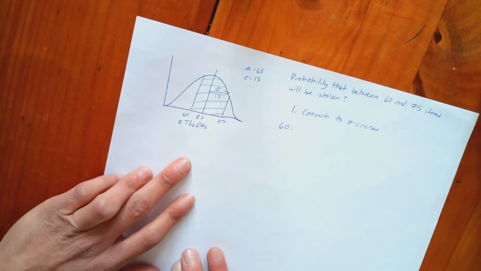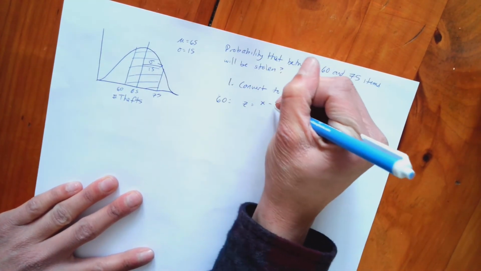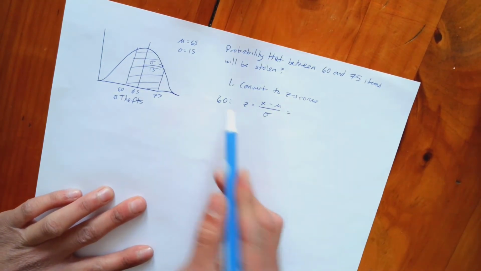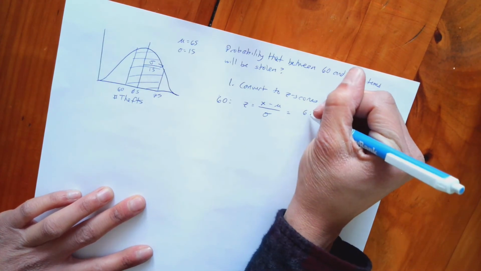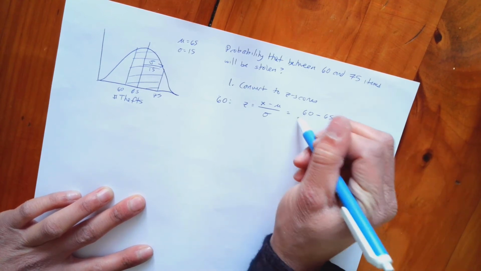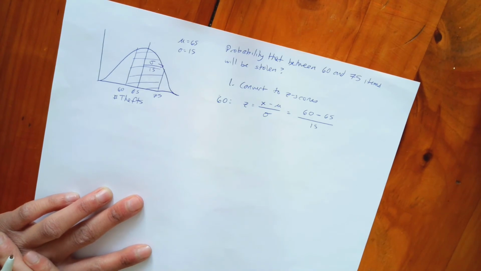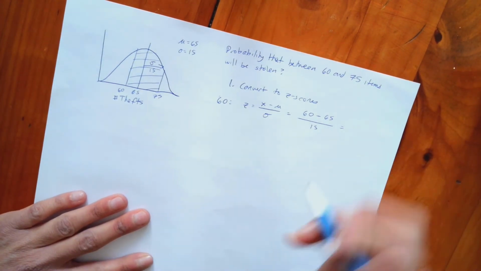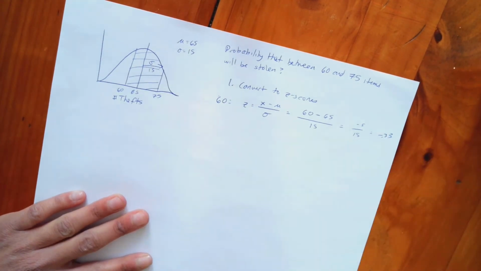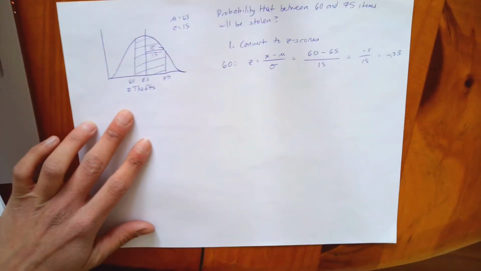To find our z-score for 60 thefts, we're going to once again use that z-score formula where z is equal to x minus mu over sigma. And we're going to plug in 60 for our x, that's our value of interest. We're going to plug in 65 for our mean and 15 for our standard deviation. If you do this, you get negative 5 over 15, and that comes out to negative 0.33. So your z-score for 60 is going to be negative 0.33.